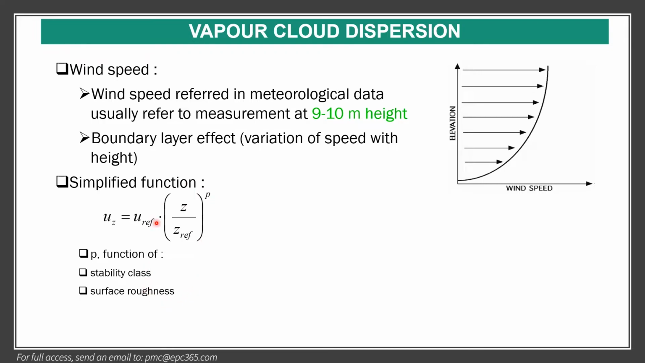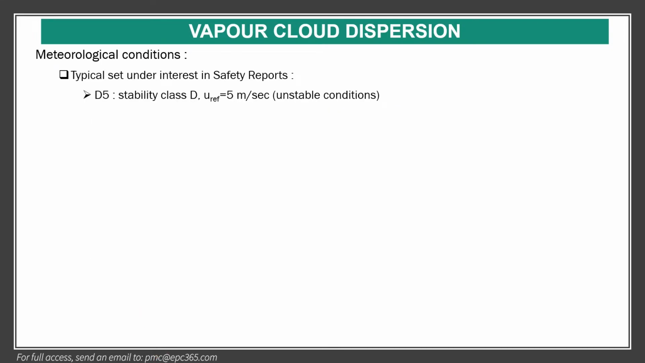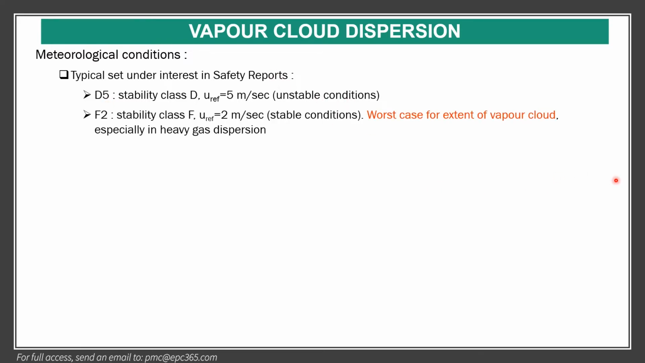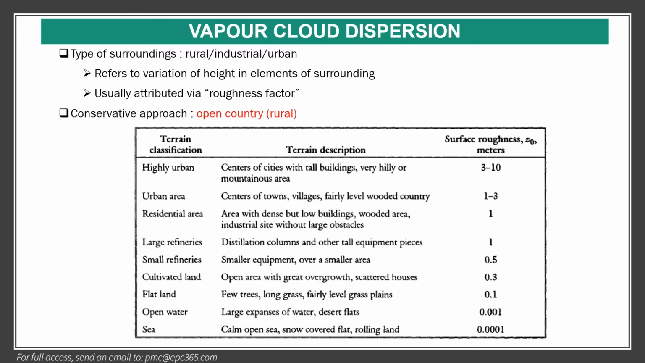So this is the simplified function, and this P is a function of stability class and surface roughness. Also, the typical case of interest in a safety report is D5: stability class D and wind speed of 5 meters per second, a neutral condition. And F2 is the worst case, at 2 meters per second, especially in heavy gas dispersion, the worst case for the extent of the vapor cloud.